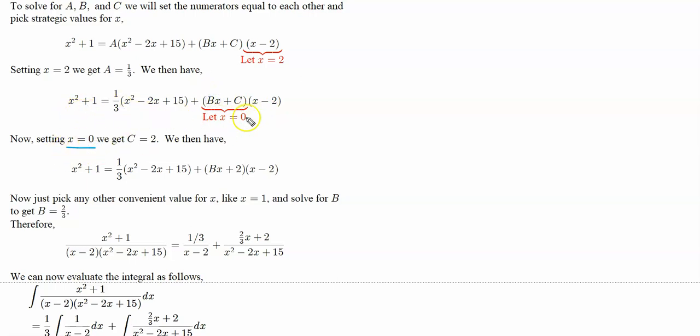When we put 0 in here for x, what you're going to get is, on the left-hand side, 1 equals, and right in here, we're going to get 1/3 times 15, so that's 5, plus, that's going to go to 0, and you're going to get c times -2.